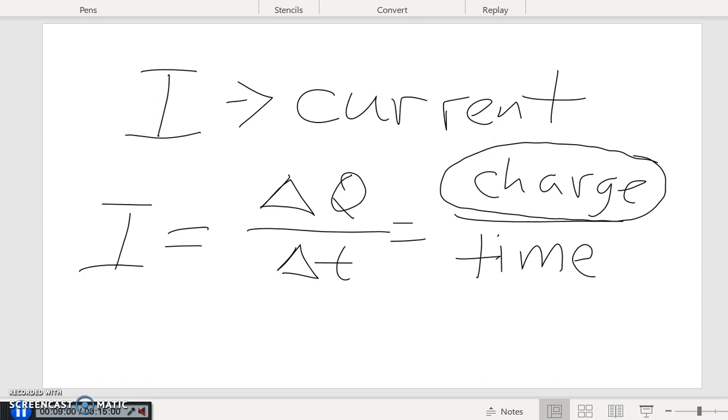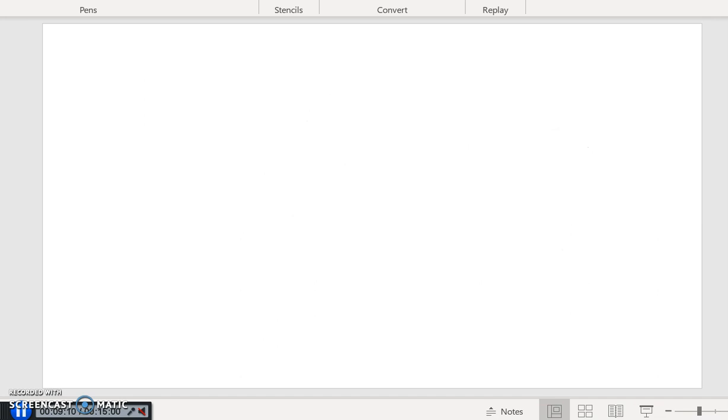Okay, so what we want to do now is actually introduce the idea of Ohm's Law.